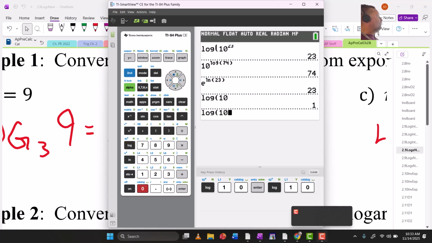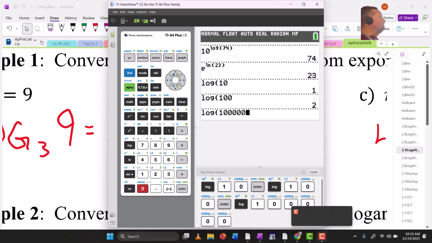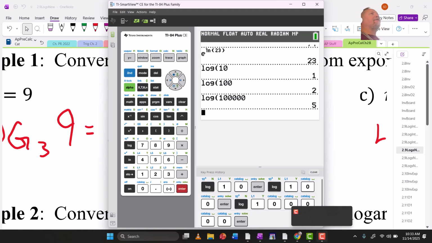10 raised to what power equals 100? 3, 2, 1, go. 2. All right, 10 raised to what power equals 100,000? Count the zeros. 5. 10 to the 5th equals 100,000.